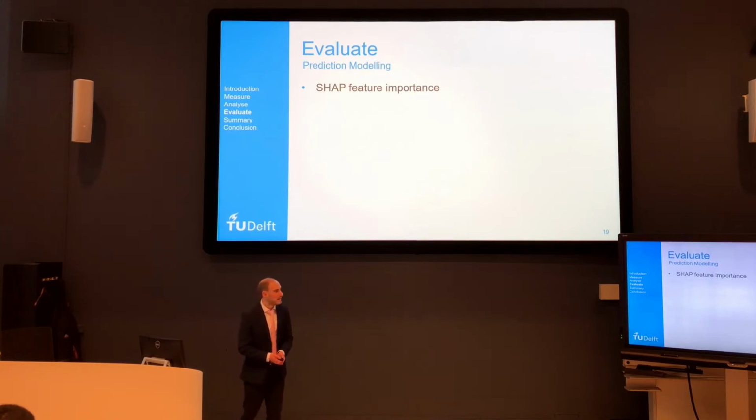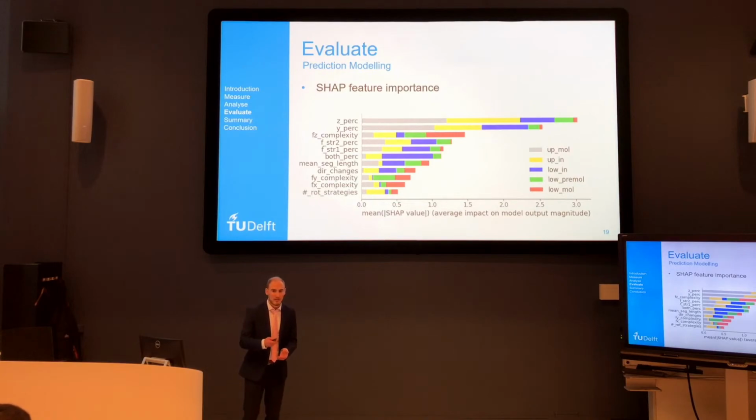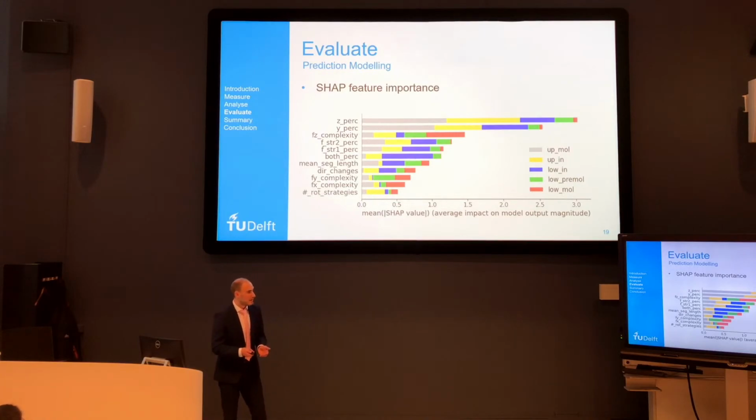And furthermore, I imported a SHAP feature importance model, which is highlighting the importance of the features of the model. At the left, you can see the features in decreasing order of importance, and the colored bars are the cumulative impact on the model's output. So what we can see is that the Z percentage and the Y percentage features are very descriptive and yield a high model accuracy. But the third most important feature is the Z complexity feature.